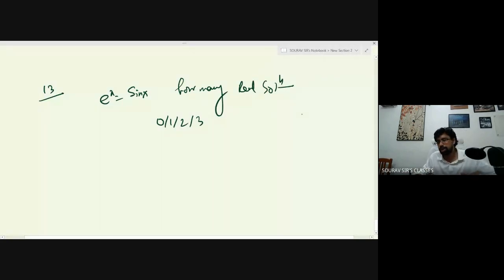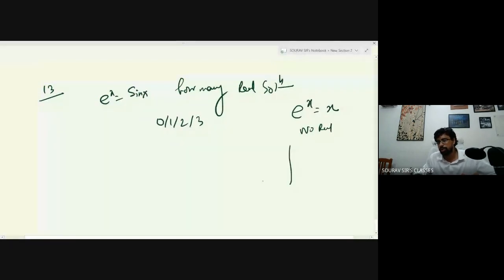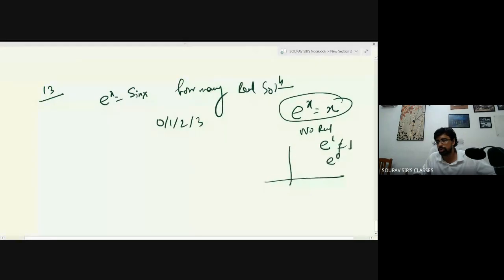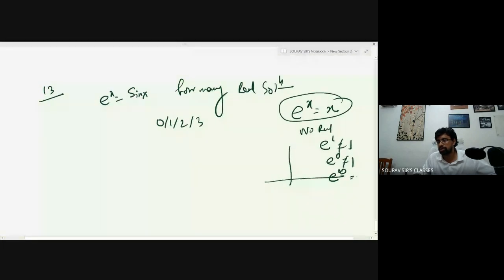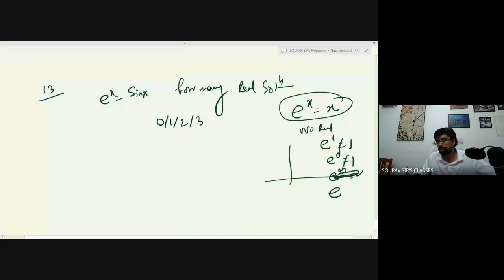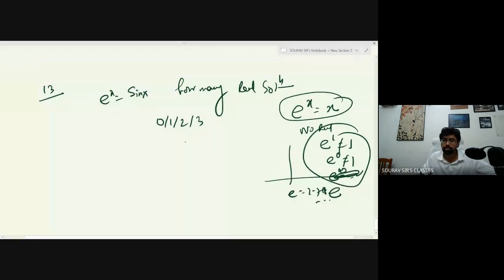Remember that if I tell you that e to the power x equal to x, then it has no real solution. Why? Because these curves will never intersect. The curves have to intersect each other, otherwise we cannot say. In a normal way also think: e to the power 1 is not equal to 1, e to the power 0 is not equal to 1, e to the power infinity is infinity, that is also not equal to this. And e to the power minus infinity is 0. For any finite value this is never equal, because e equals 2.718 dot dot dot. So think in this way and tell me the answer quickly.